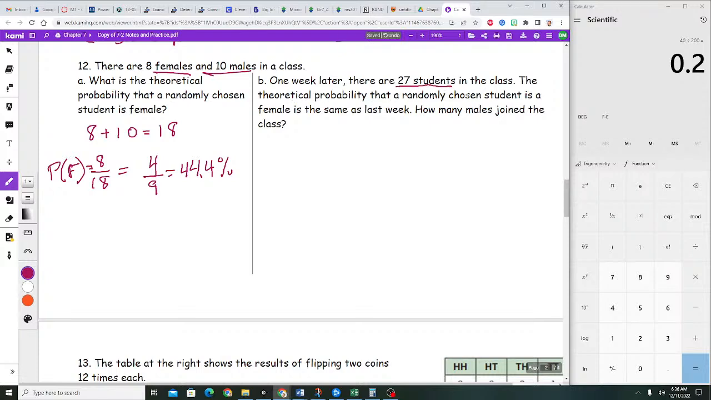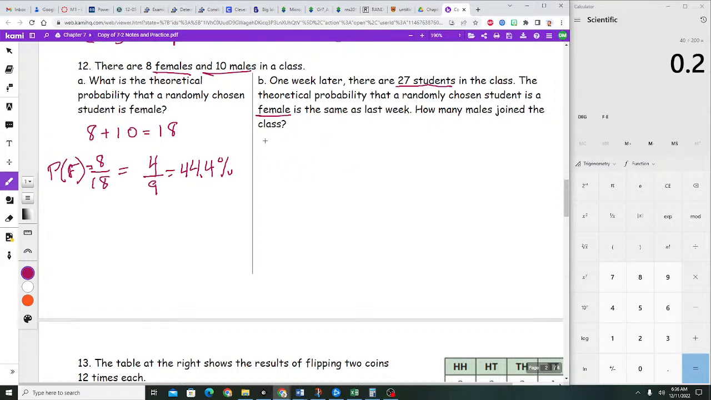One week later, there are now 27 students in the class. The theoretical probability that a random student chosen is a female is the same as last week. How many males joined the class? Okay. So listen carefully how we do this. There's an algebraic way of doing this that I want to get to, but I think that what I'm going to do on the video is going to make a little bit more sense. And it's a struggle. So here we go.